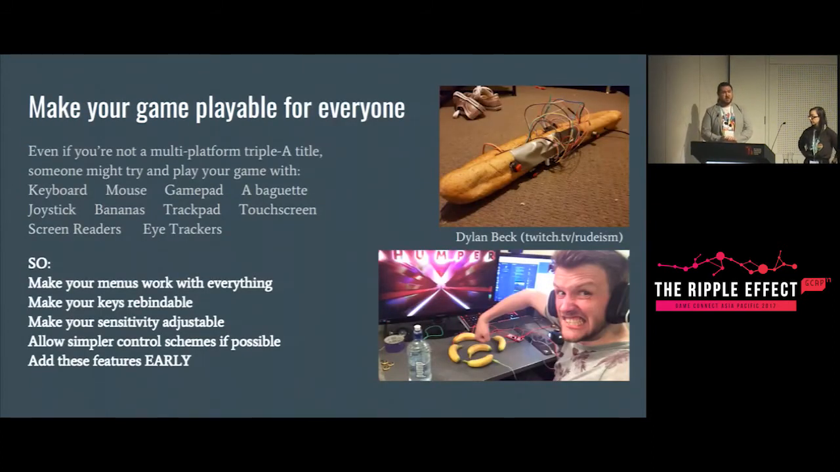In the real world, people are also differently abled. People use a huge range of tools to interact with your games. Windows 10 has just released an update that put eye tracking software into all Windows now, so you can use eye tracking software in anything. That's going to be a thing we're going to have to start catching up on, because those devices are going to be used to play games starting now. Someone might use, you know, keyboard, mouse, gamepad, a baguette, joystick, bananas, frying pan.